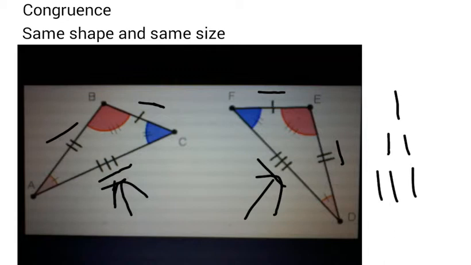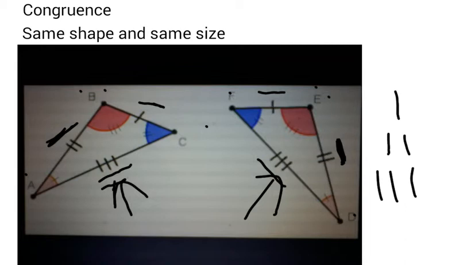All of these symbols mean congruent. It means this side here is the same as this side here. So side ED is congruent to side AB. And also side BC is congruent to side EF.